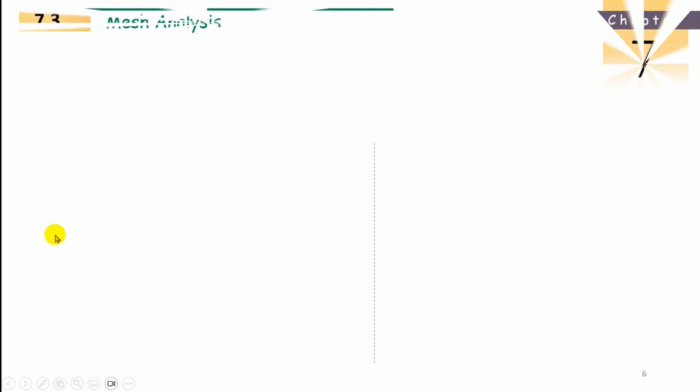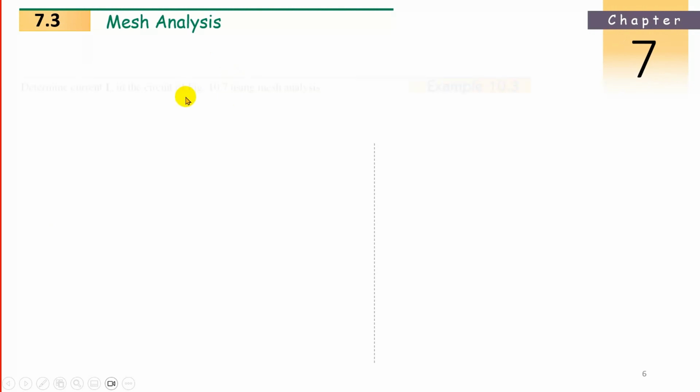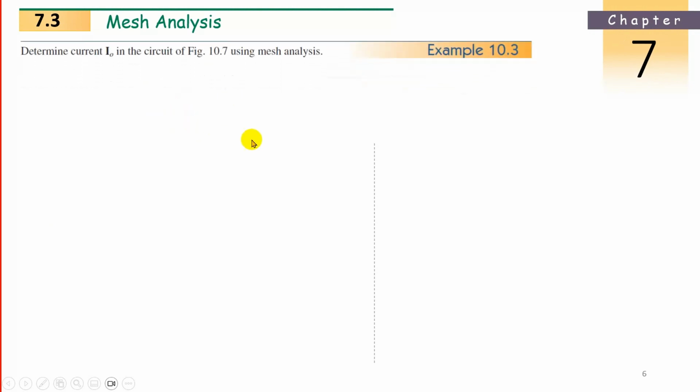Now come to mesh analysis. We do it the same way, and the analysis is the same as what we did in DC analysis. The only extra thing is that we have to take care of the sinusoids. First we convert into phasor form, then solve the equations by mesh analysis, that is, by applying loop equations.